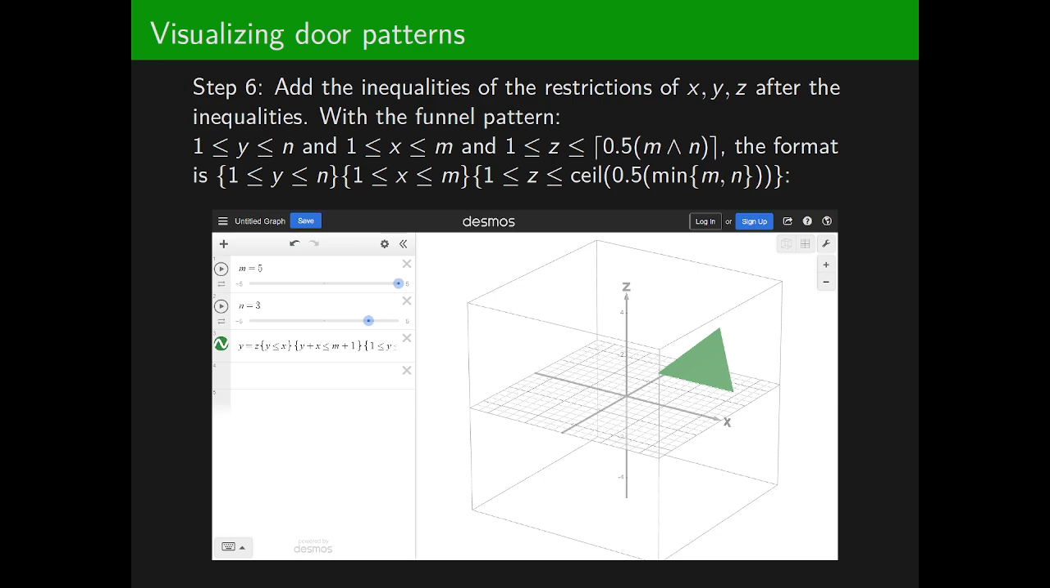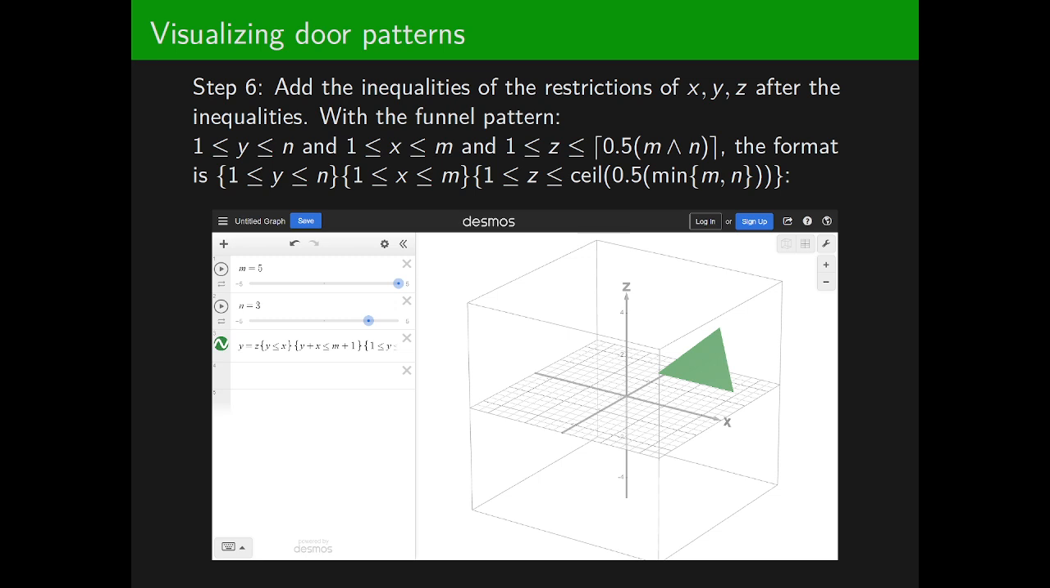Step 6. Guess what? We haven't finished adding our restrictions. We also have to add the restrictions that come from the size of the third order tensor, of course. So with the funnel pattern, what is the restriction? y is bounded by 1 and n inclusive, x is bounded by 1 and m inclusive, z is bounded by 1 and the ceiling function of 0.5 times the minimum of m and n.